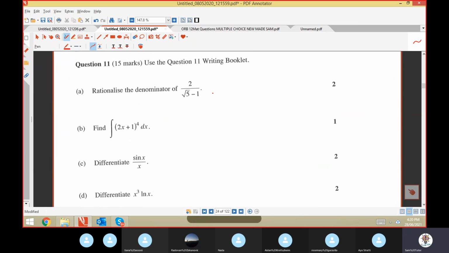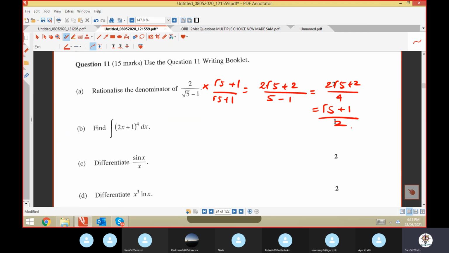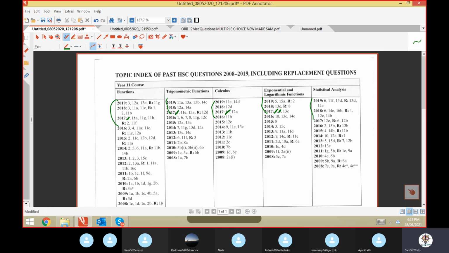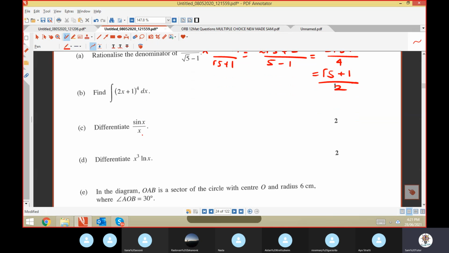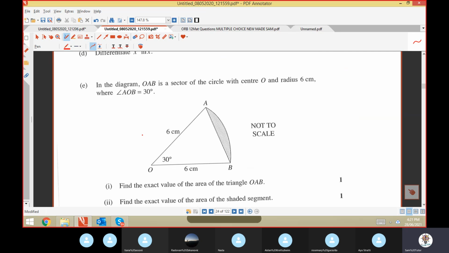This is easy. A, rationalize root 5 plus 1. That becomes 2 root 5 plus 2 on 5 minus 1. I'll go back to that 11E, 11G again. All right, any questions there? Okay, moving down. Next one.